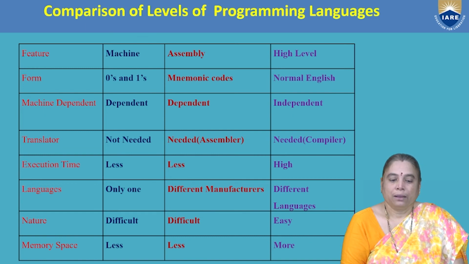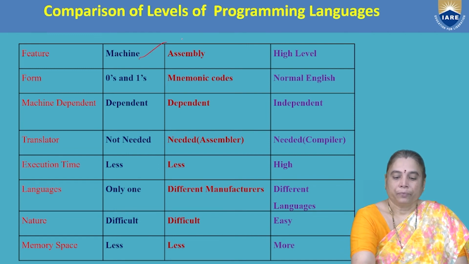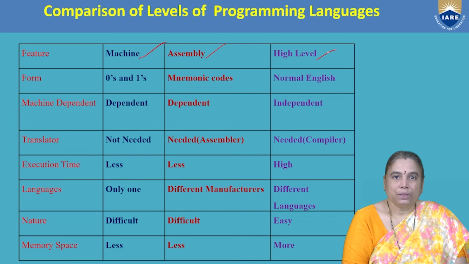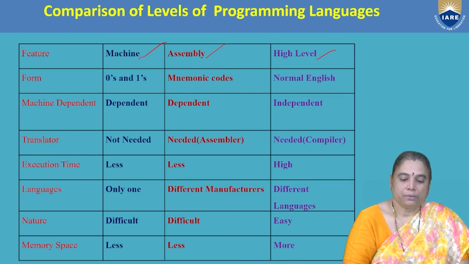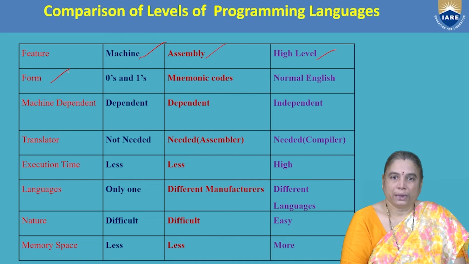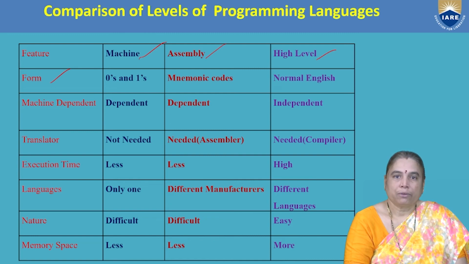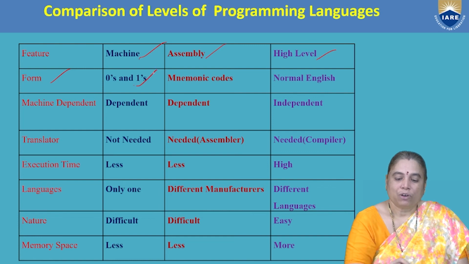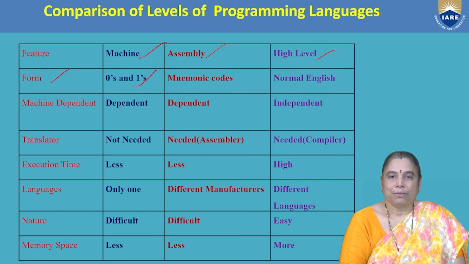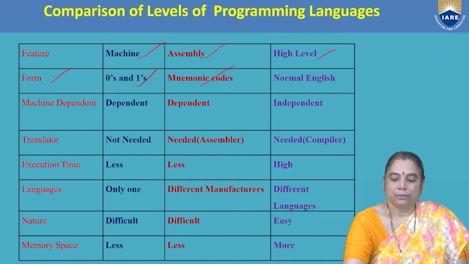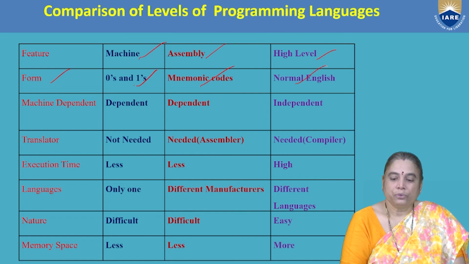Now we have to compare the various levels of programming languages. First we take the low level languages, machine and assembly, and compare them with the high level language on various features. The first feature is the form, in which form the code is represented. In the machine language, the code is represented in the form of zeros and ones. In the case of assembly language, mnemonics are used. But in the case of high level language, natural language, normal English, is used for the construction of programs.